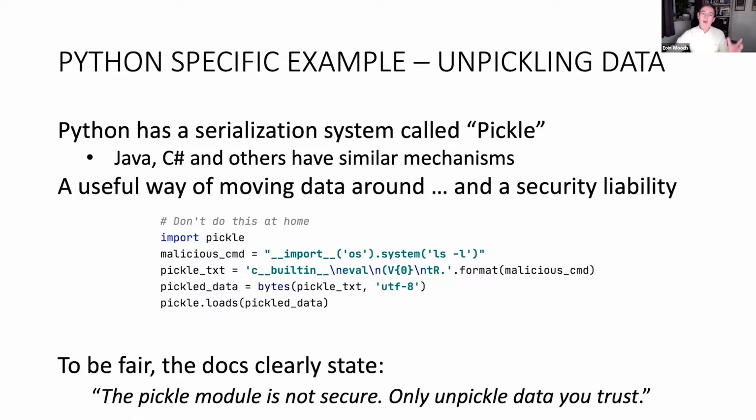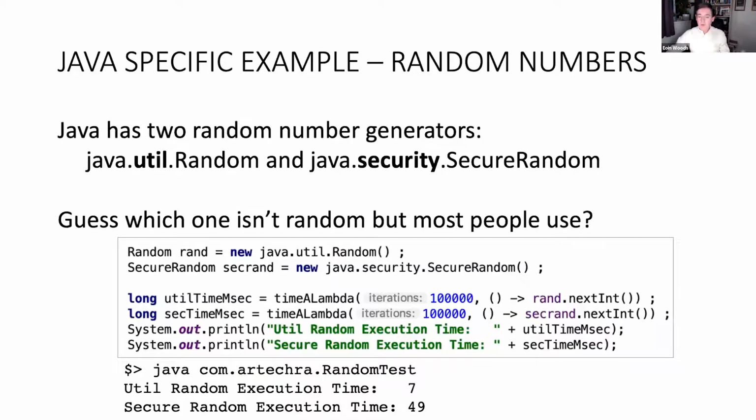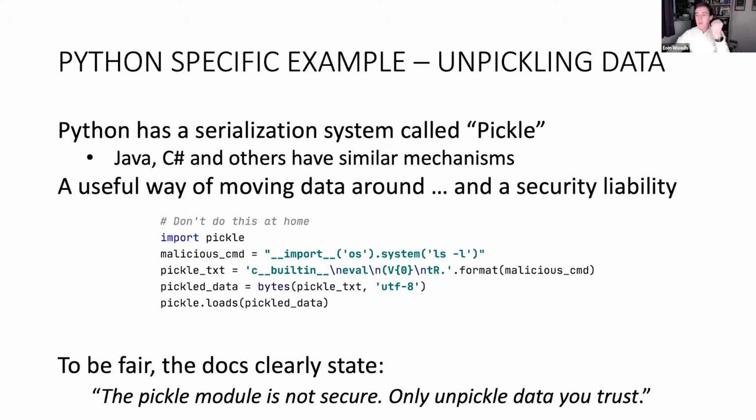So I'm just comparing and contrasting. There are some generic things we all need to worry about, but in your individual stacks, be you Java, be you C#, be you Python, whatever, be you JavaScript, there are specific things we need to know.